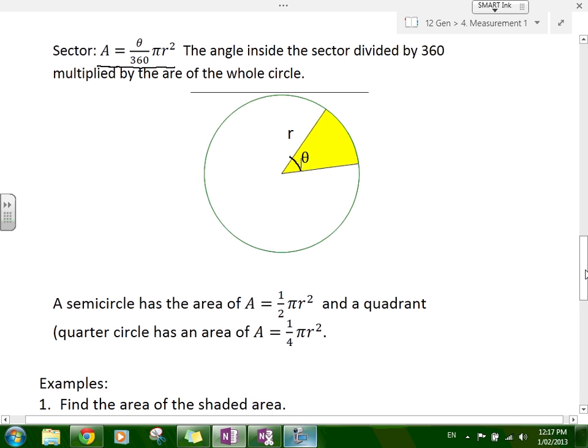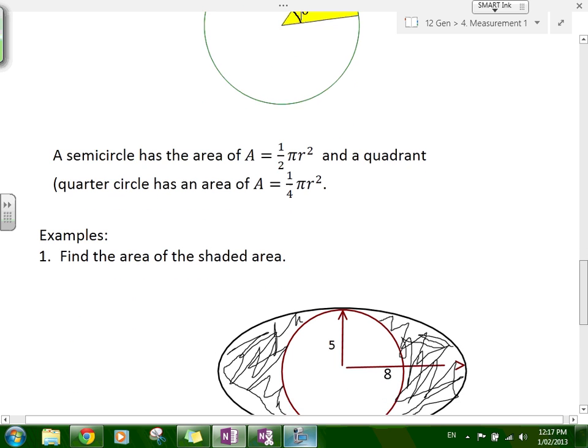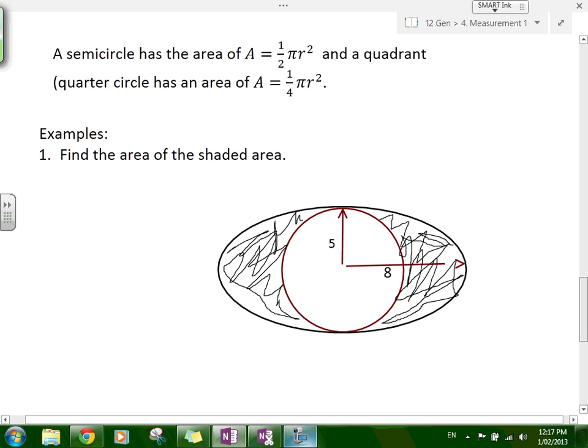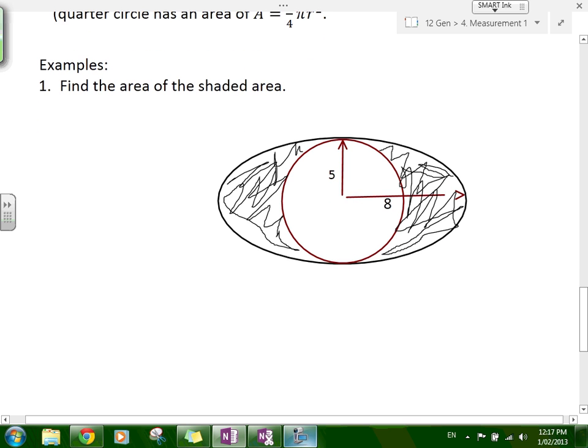So I just took 2 examples, and then we'll get into the exercises. It's actually 4.9 and 4.10, the 2 exercises we're going to be covering. The shaded area looks a bit funny, a bit like an eye. Anyway, find the area of the shaded area. Obviously this is the shaded area. That's clear.